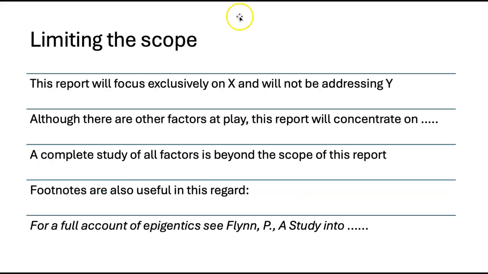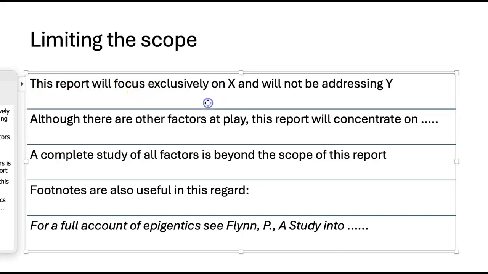Now, limiting the scope of the report may be something that you've not come into contact with before. In my own research writing, I find this very useful. You can't cover everything in 5,000 words. And one of the things that you can do is push things out of the report that you don't want to discuss. So you could use phrases like this. This report will focus exclusively on X and will not be addressing Y.